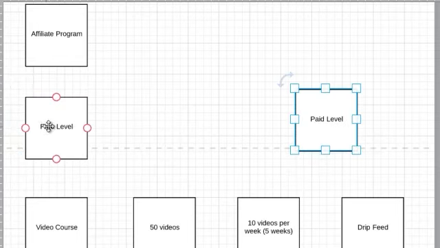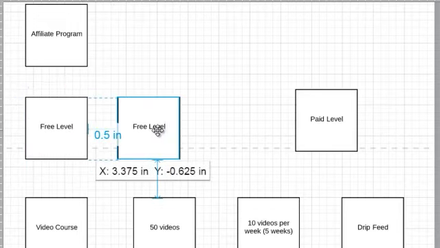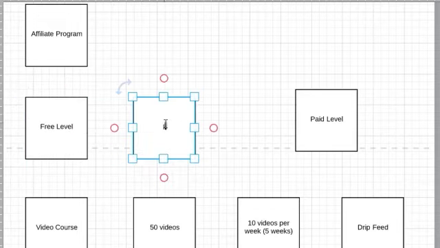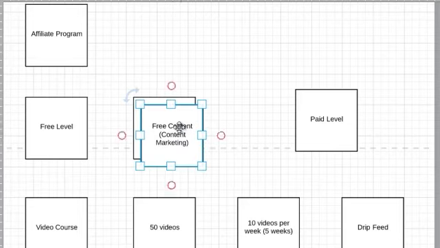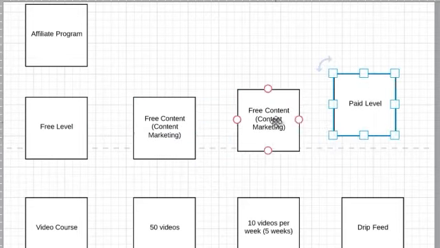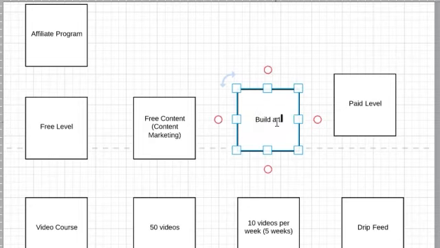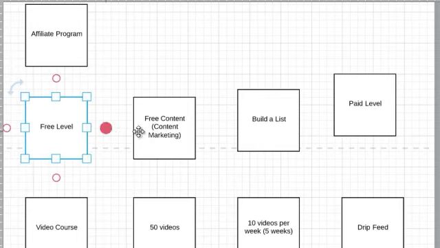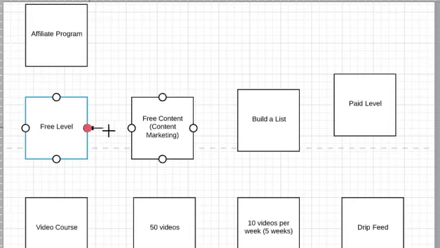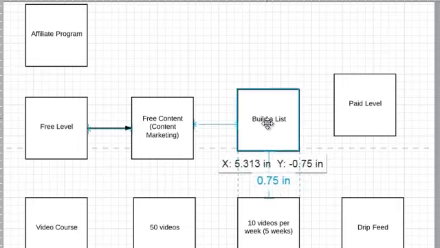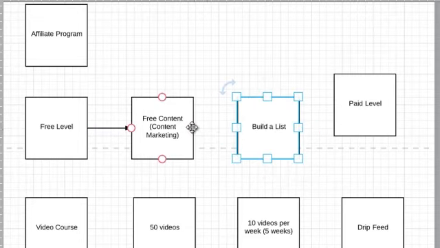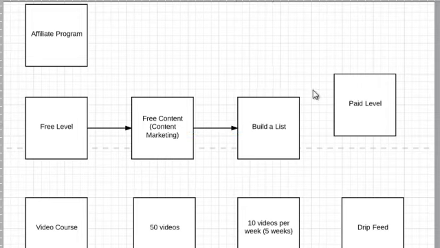So let's just do free level, free content. So this would be content marketing. You could even use this to build a list. Let's put this in order. So obviously we've got the free level, and then we're going to make an arrow to go from here to here. And from the free content, we are going to build a list like that.